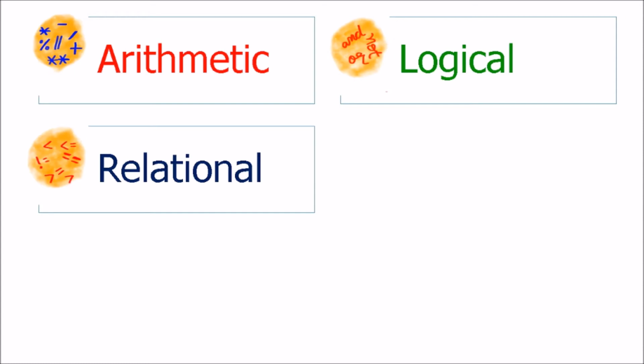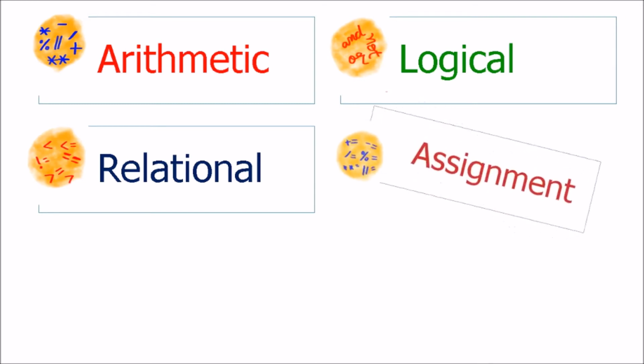And relational operators compare two values and always result in either true or false. So we can check whether the first value is less than the second value, greater than the second value, equal to the second value, not equal to the second value, less than or equal to, and greater than or equal to the second value. So these are the relational operators.